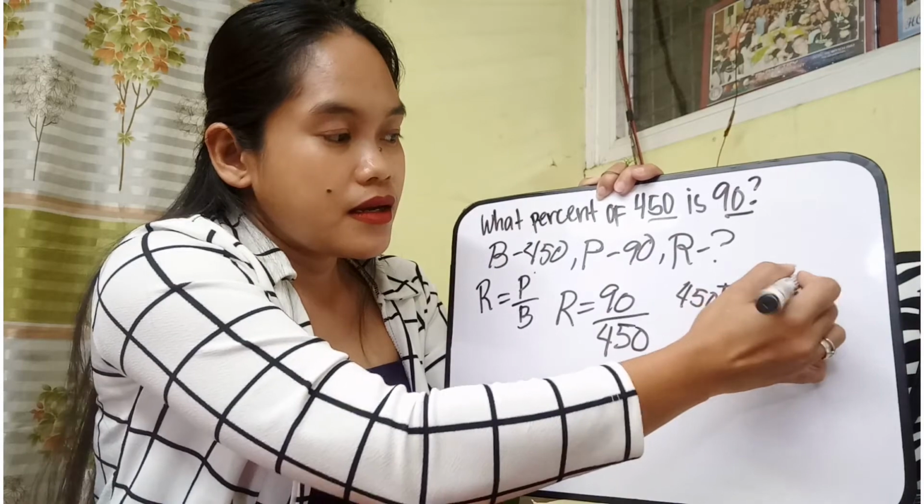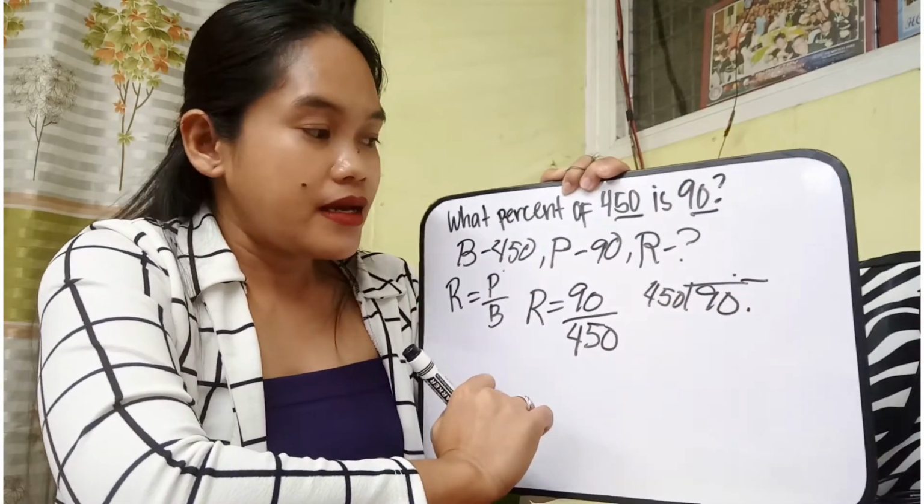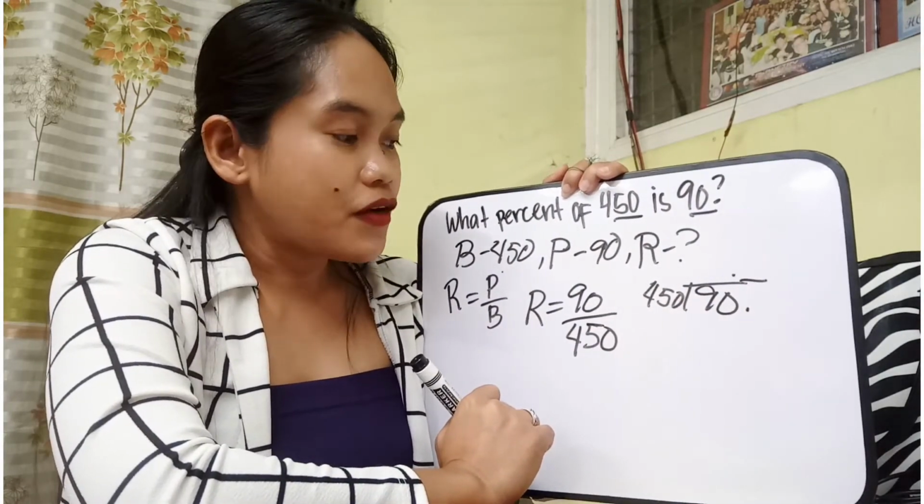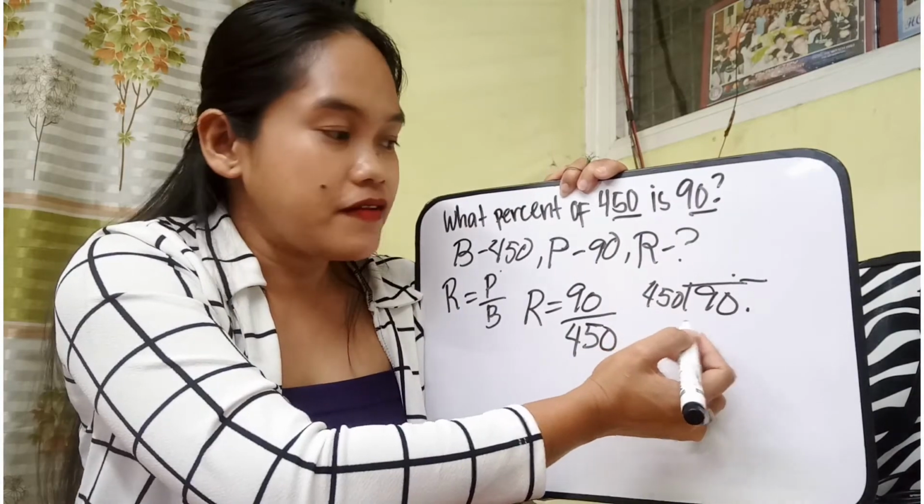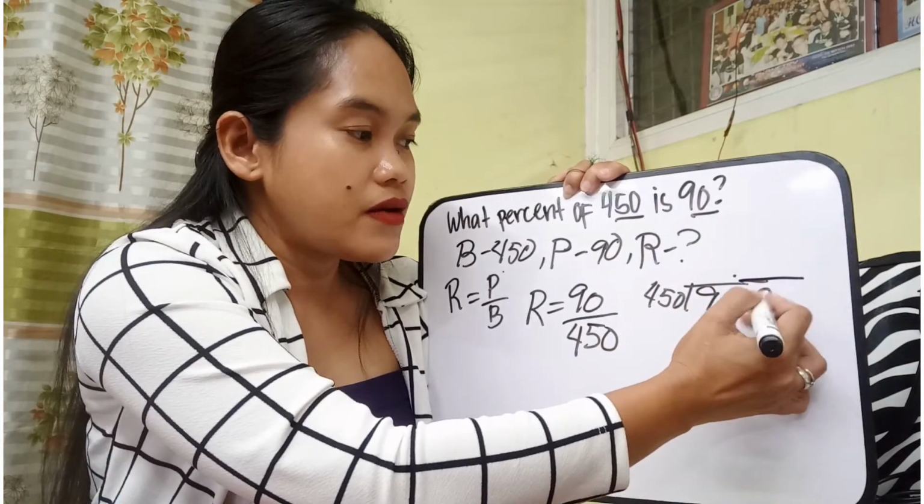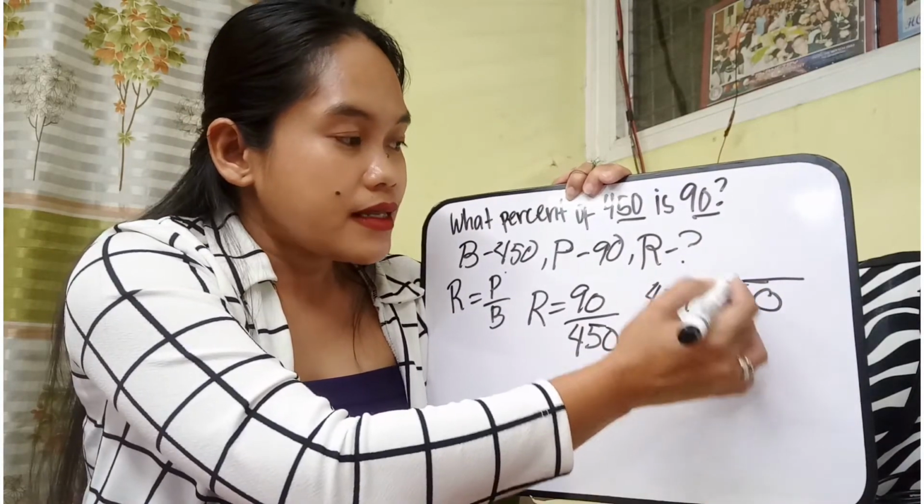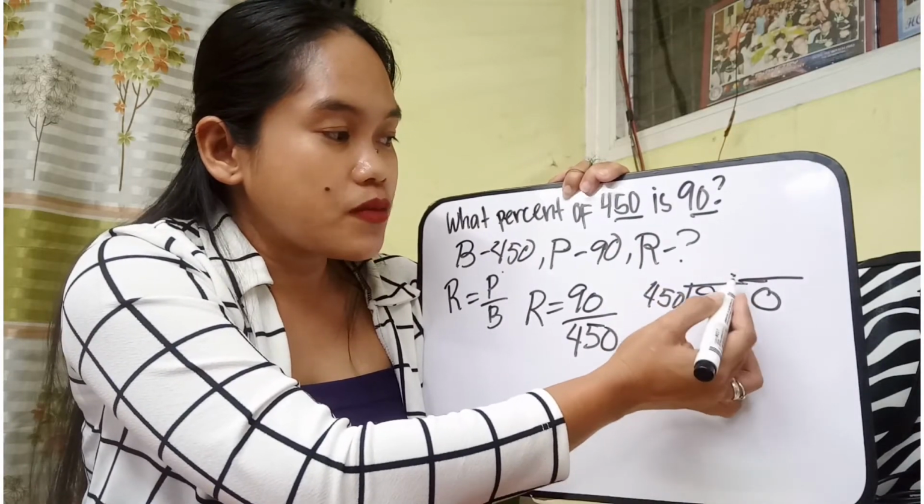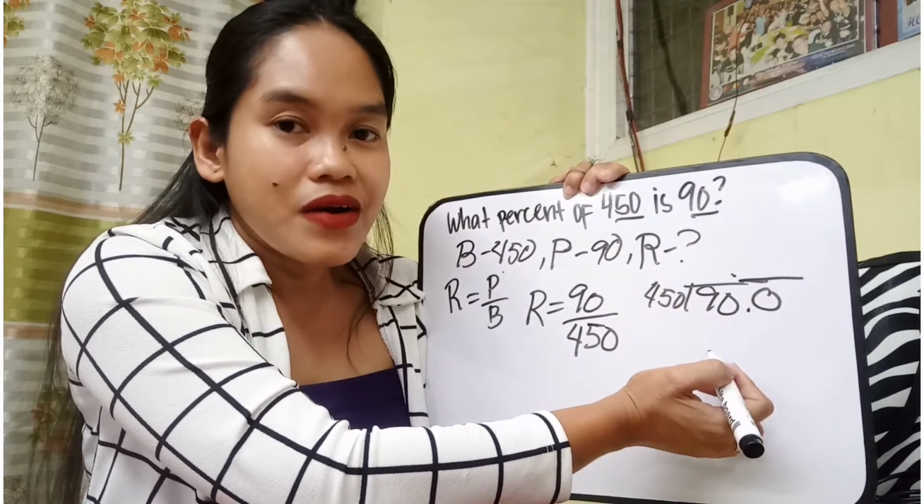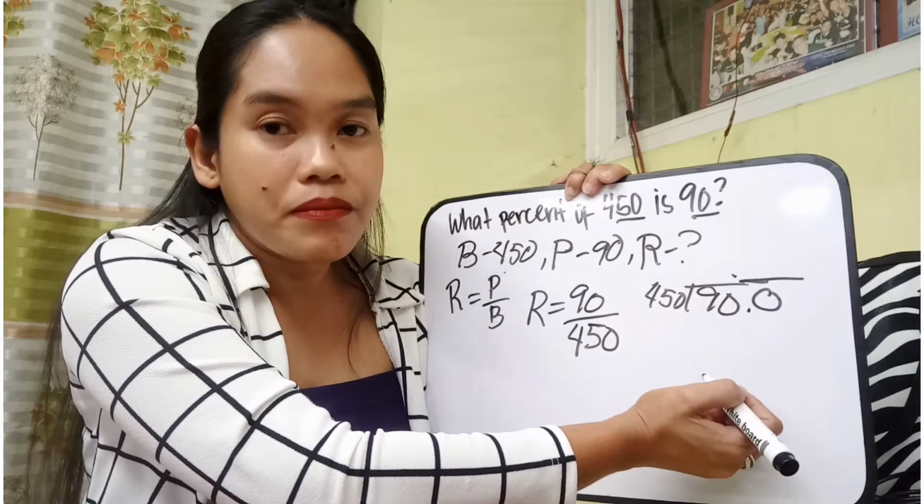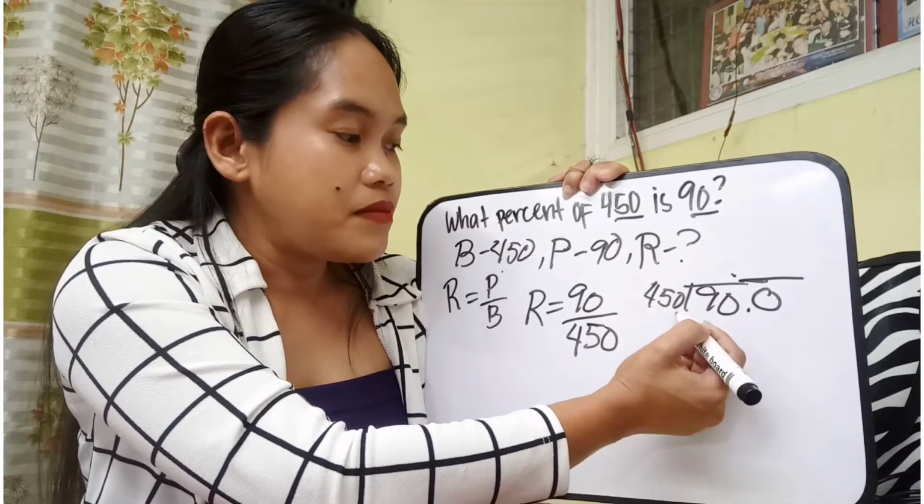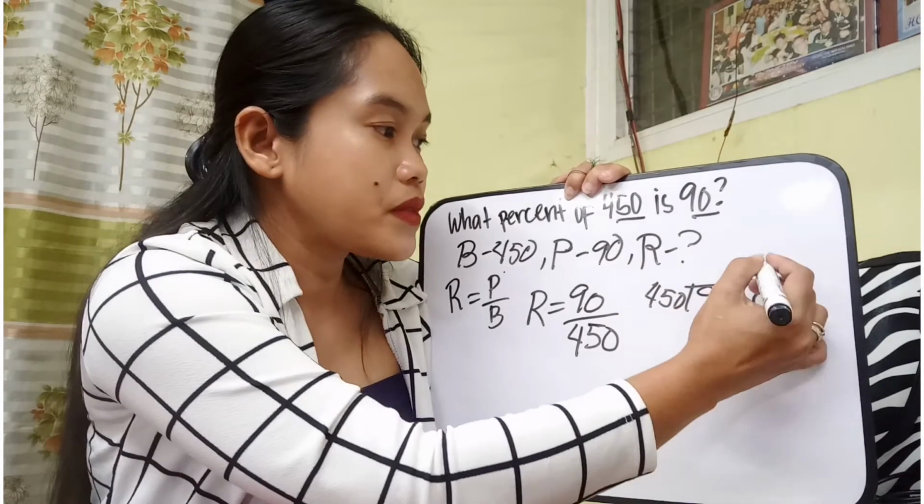Hindi tayo pwedeng mag-divide ng 450 kay 90 kasi mas malaki si 450. So, magdadagdag tayo ng 0 dito. So, dahil meron tayong decimal point dito, maglalagay din tayo ng decimal point sa ating quotient. And pagkatapos is pwede na tayong mag-divide. So, 900 divided by 450 is equal to 2.